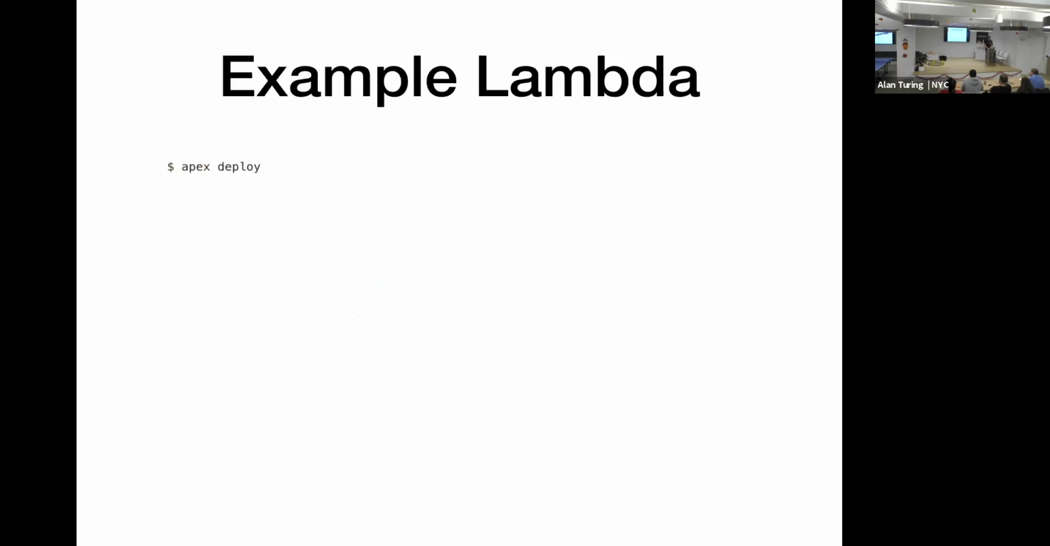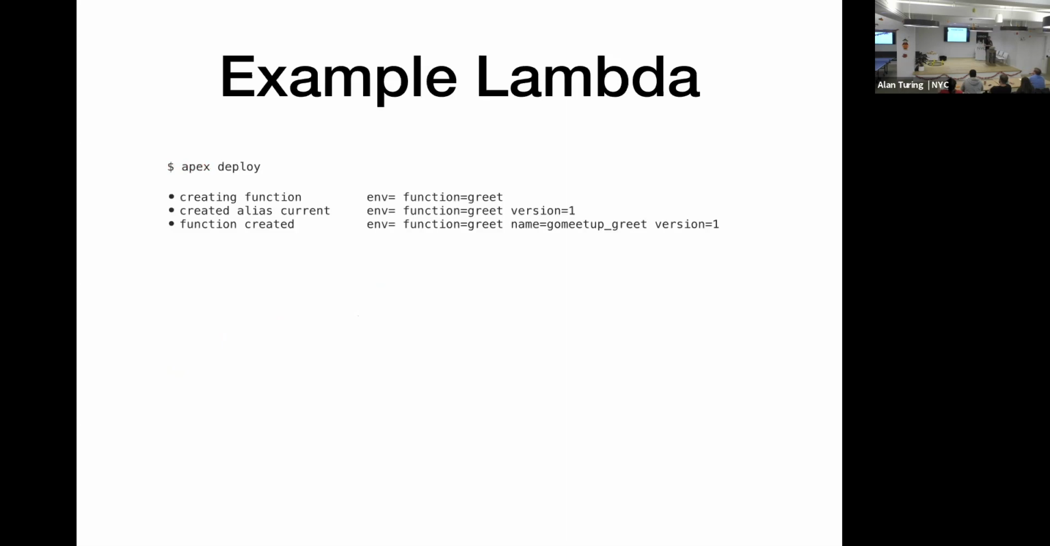Once we have our code, we can deploy this code to AWS using apex deploy. It'll create the function using Apex's naming system: the project name, go meetup, and then greet is the function name. If you already have this specific function, it'll create a second version. So Apex will also manage versions for you.